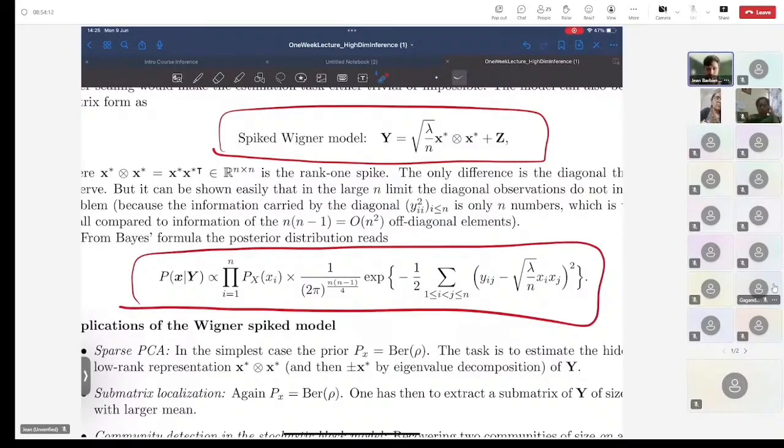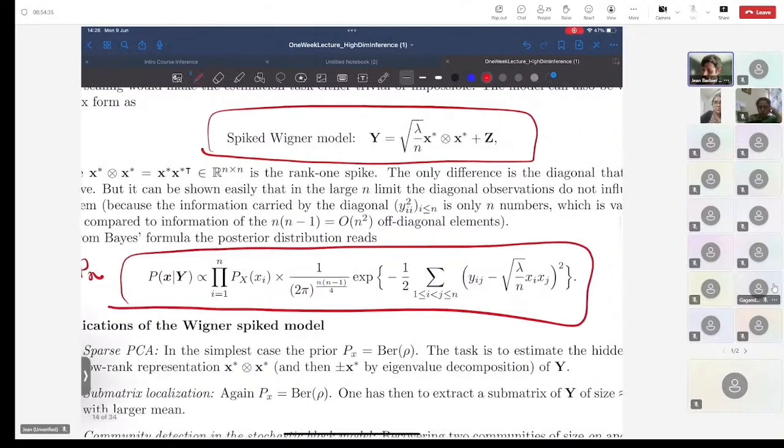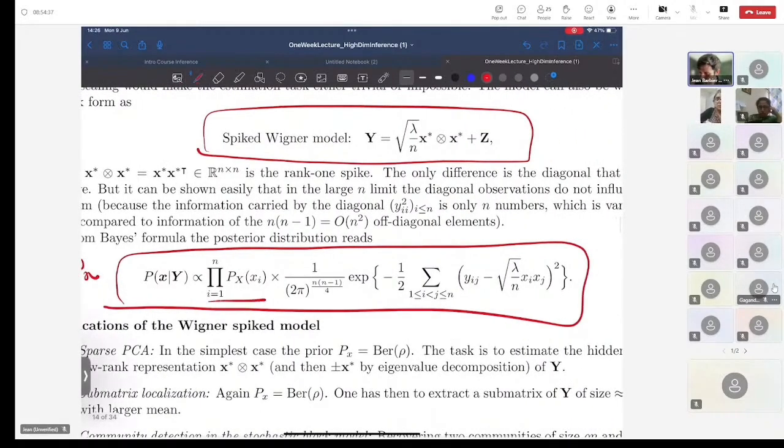So I will even simplify this model further. I will assume that the entries xi star were generated IID, independently and identically distributed, from my prior PX. This is a modeling assumption that I assume is correct. This is the setting we're studying. So my prior distribution is there. It's a product measure over all the components weighted by the correct prior, times a Gaussian likelihood.